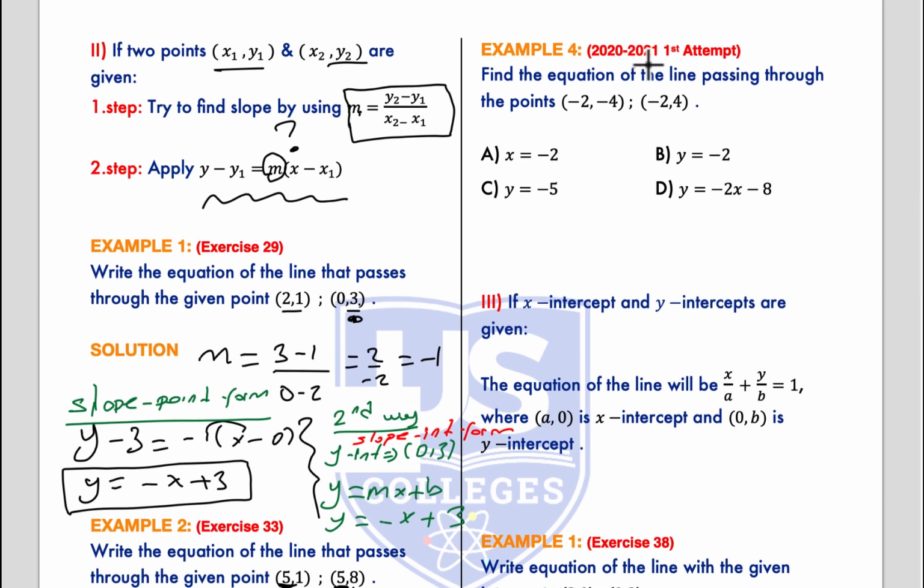Ministry question 21, first attempt. Ministry question. The same idea here in this question. We are given 2 points. We are asked to write the equation.